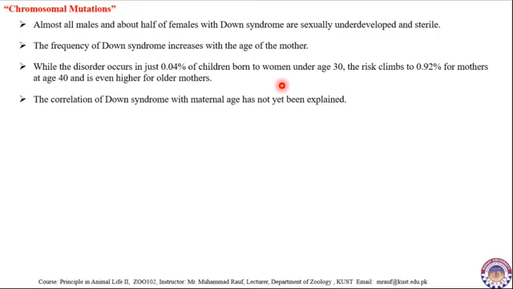So let's imagine a woman is 40 years old, so the process which started before her birth was interrupted and arrested for 40 years. So there will be more instances of non-disjunction as compared to a woman who is 20 or 25 or 30 years of age.